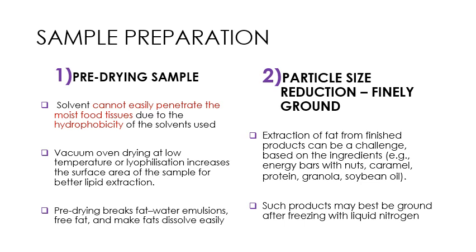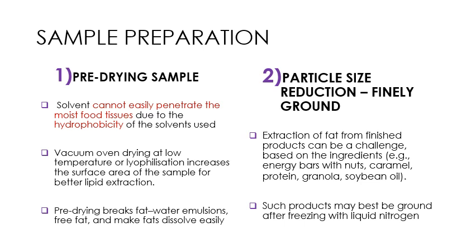Prior to lipid analysis, there are some important steps involved in sample preparation. First is to pre-dry the sample, because the non-polar solvent that we use cannot easily penetrate the moist food tissue due to the hydrophobicity of the solvent. So you can either go for vacuum oven drying at low temperature, or use freeze drying methods to increase the surface area of the sample for better lipid extraction. Here, pre-drying helps break down the fat-water emulsion and free fat, and thus makes the fats dissolve easily.